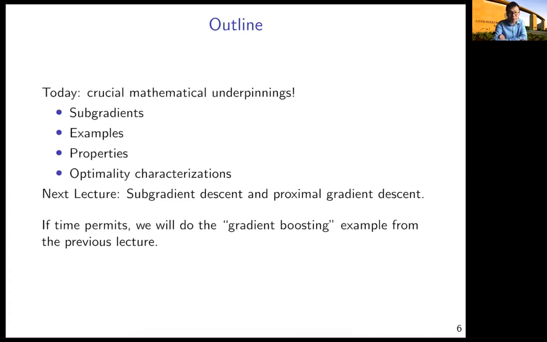Okay, since we're going to be talking about the crucial mathematical underpinning of subgradients, it's only in the next lecture that we'll be talking about concrete algorithms called subgradient descent and proximal gradient descent that make use of subgradients to solve possibly non-smooth optimization problems without the universal upper bound on the gradient smoothness, the strong smoothness parameter L.